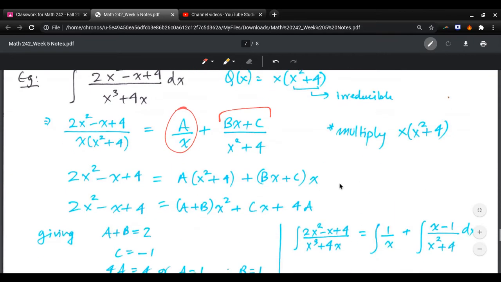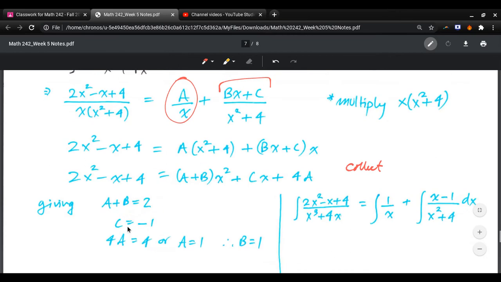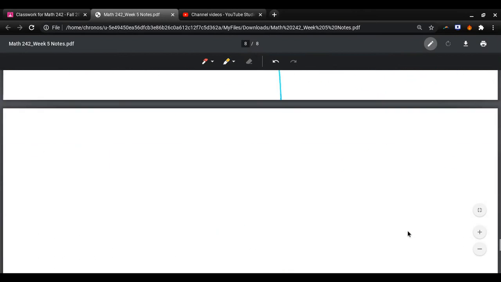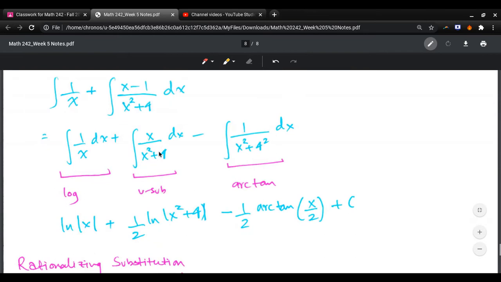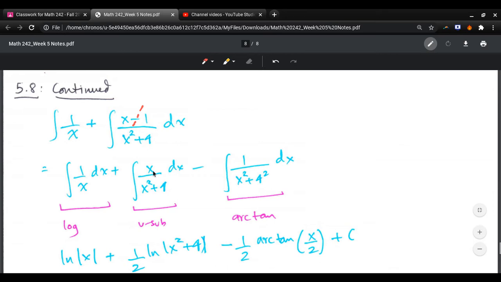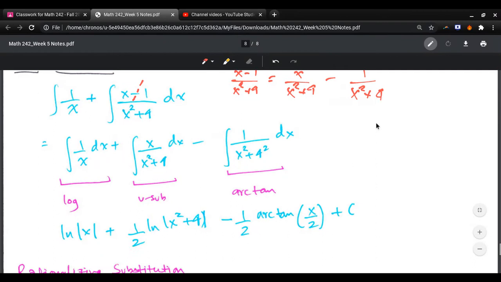Again, we multiply, FOIL, collect. When you do that, you get a plus b is 2, c is negative 1, a is 1. And so now you end up with a log integral and the second integral, which is not directly obvious. So we have to do some work for the second integral. For the second integral, we are going to have to split this, right? So I can write x minus 1 over x squared plus 4 as x over x squared plus 4 minus 1 over x squared plus 4.